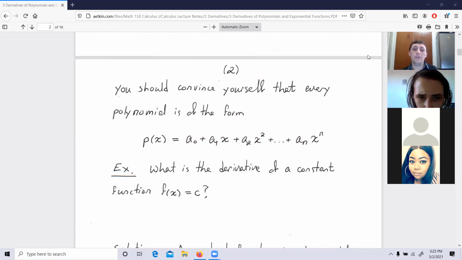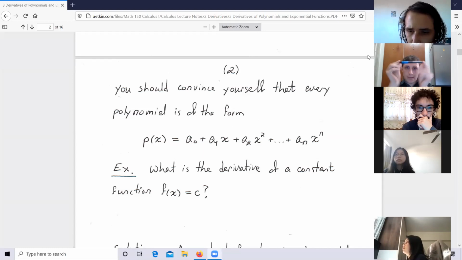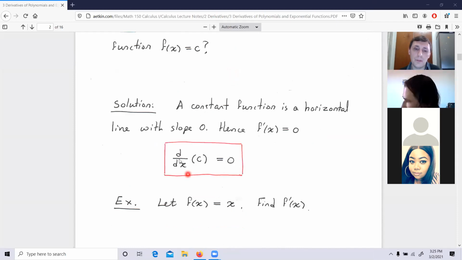What's the derivative of f of x equal to c without doing any calculations? 0. Why is it 0? Because f of x equal to c is a horizontal line and its slope is 0. Correct? It's the derivative of that easy polynomial. That's trivial. That's 0. We can write it as d dx of c equal to 0 if we don't want to give it a name.